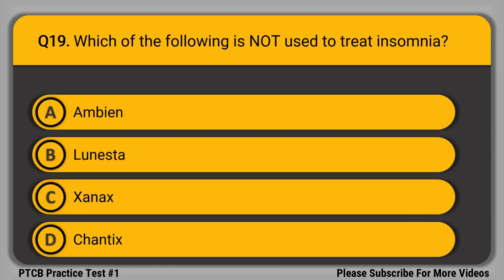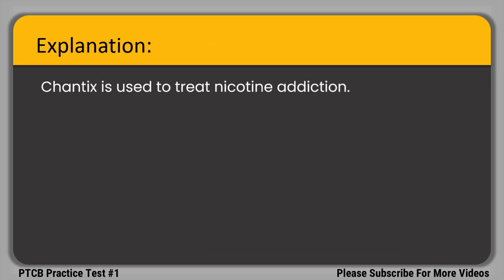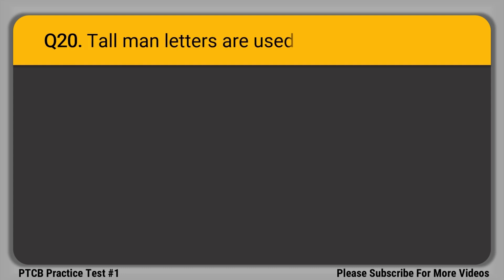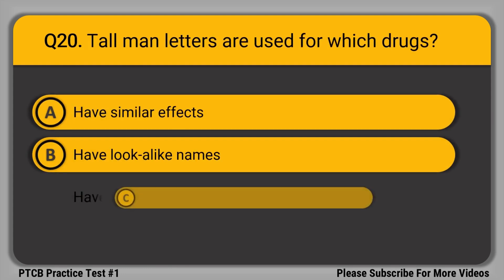A. Ambien, B. Lunesta, C. Xanax, D. Chantix. D. Chantix. Chantix is used to treat nicotine addiction. Question 20. Tallman letters are used for which drugs?